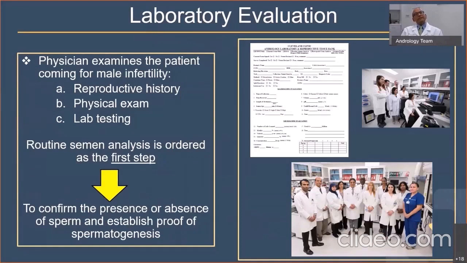So the physician is evaluating the patient, and the first thing he will order is the semen analysis. And the semen analysis is done to essentially examine if there are sperm present in the ejaculate, because this provides the proof of spermatogenesis. On your right is an example of the worksheet that we follow in our andrology lab, which highlights the information about the patient, the collection, whether the sample was collected completely or there was a sample lost. Also the macroscopic parameters as well as the microscopic parameters.